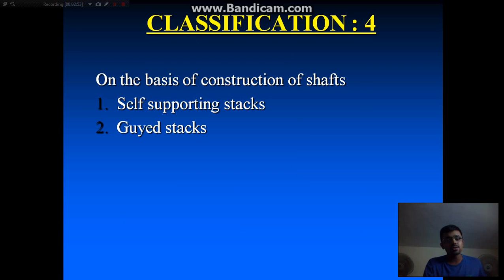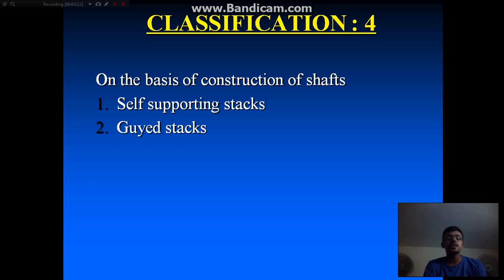The next and the most important classification, as far as our syllabus is concerned, is on the basis of construction of shafts. So there are two types of construction methodologies with which we can construct a stack. The first one is the self-supporting stack. Then the second one is the guyed stack.